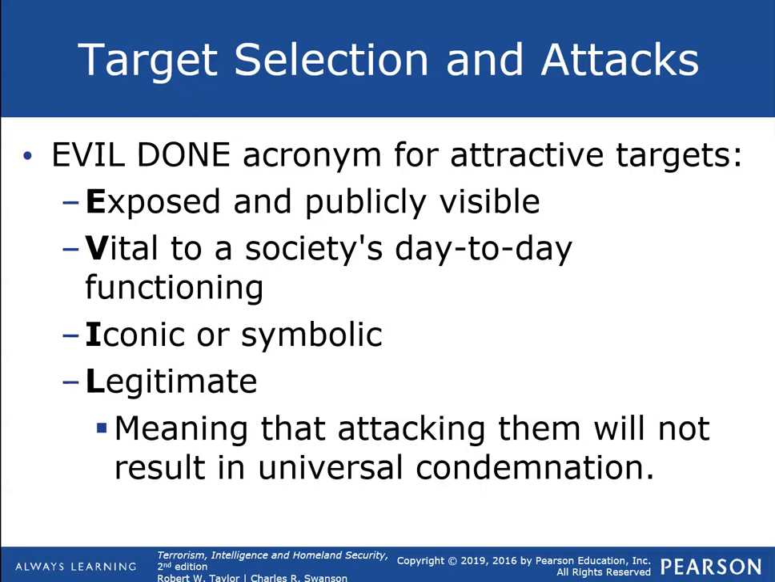Number 4, legitimate, meaning that attacking them will not result in universal condemnation. So the 9/11 attacks were condemned, but they were also widely applauded by certain groups, right? Children generally rank as the least legitimate target, but there is no ironclad protection for them. Now, Timothy McVeigh knew there was a nursery in the Oklahoma City federal building when he bombed that, but he parked a truck 8 feet under the building's door to ensure maximum destruction and lethality, and this blast killed 19 children, so he really didn't care. So this is the EVIL as it relates to attractive targets.